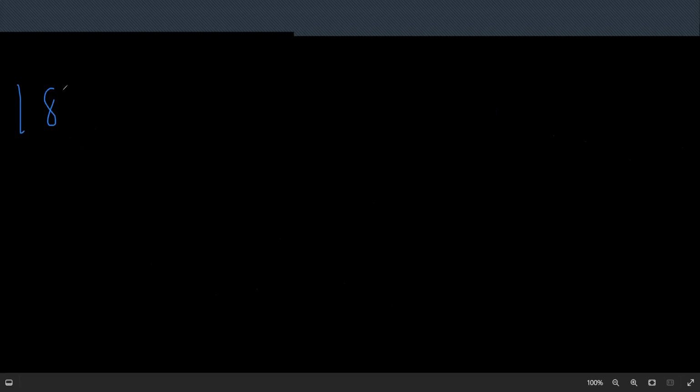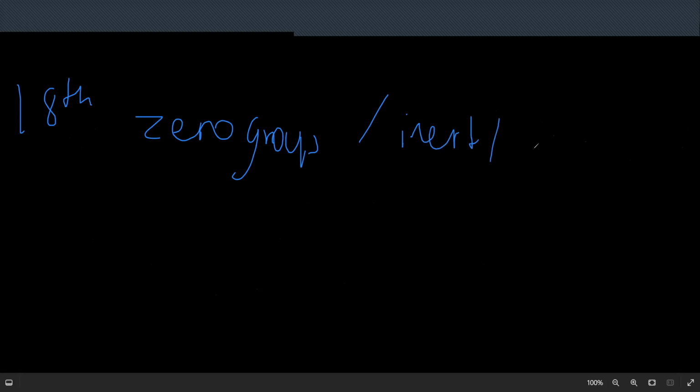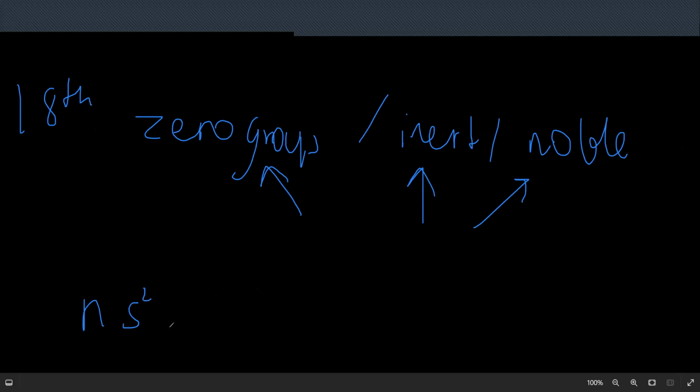Now let's go to the 18th, zero group. It is also known as zero group, inert gases, or noble gases. They are known by these names because they do not react. Why? Because their general form is ns2 np6, except for helium, because helium is 1s2, and they have 8 valence electrons, except for helium again, because helium has only 2.